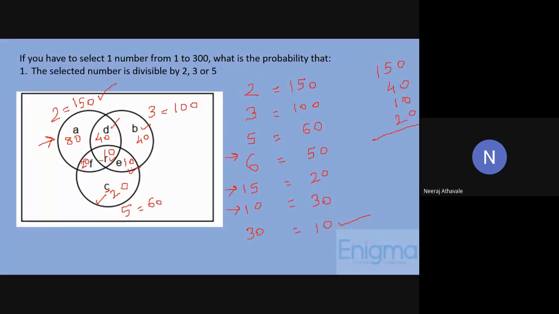Okay, so the addition comes out to be how much? 220. Okay, so 220 upon 300, zeros get cancelled out. So the ratio becomes 11 upon 50.